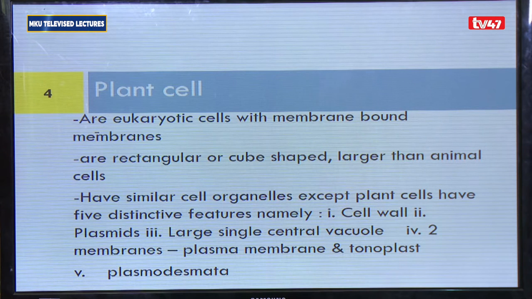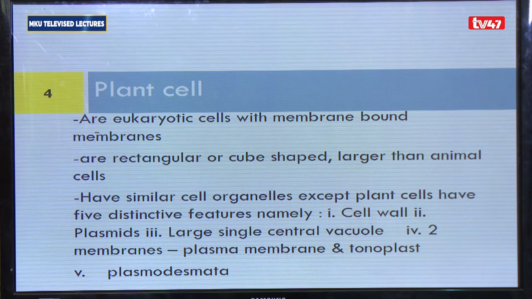There are some similarities between the animal cell and the plant cell, where the key difference is that the plant cell tends to have some additional structures that are not present in the animal cell. So the distinguishing features of a plant cell, there are around five. They're all about the cell wall. So the plant cell has a cell wall, which is not there in the animal cell.